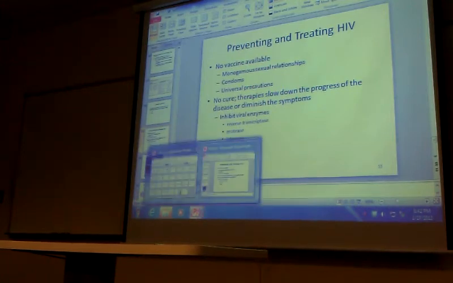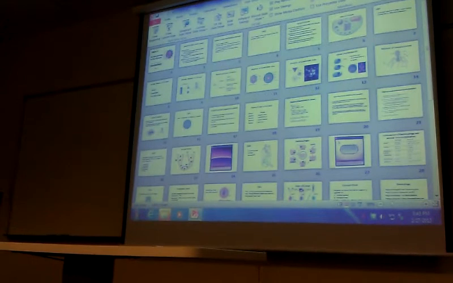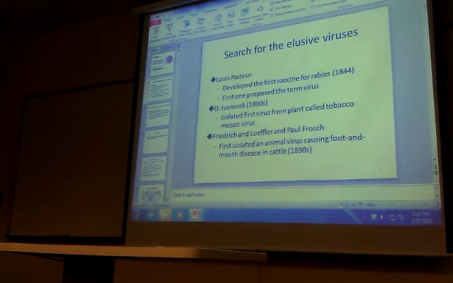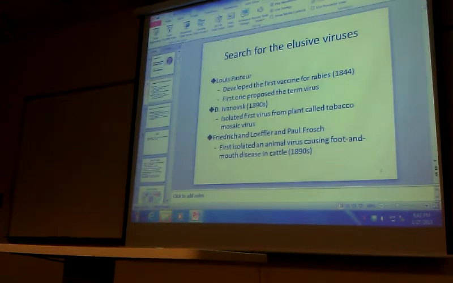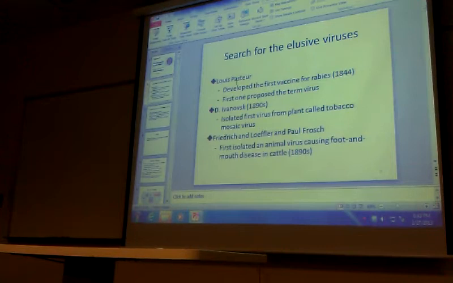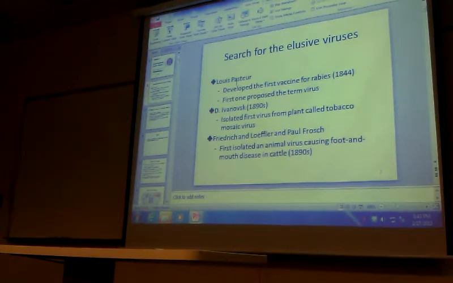And now chapter 6. The first slide is the search for elusive viruses. Pay special attention to Louis Pasteur and see what his contribution is, and for the studied virus.